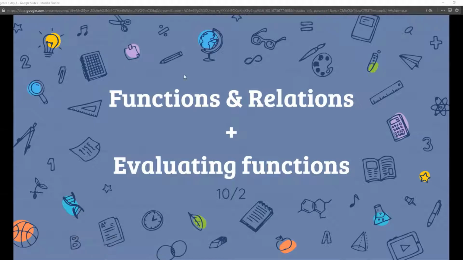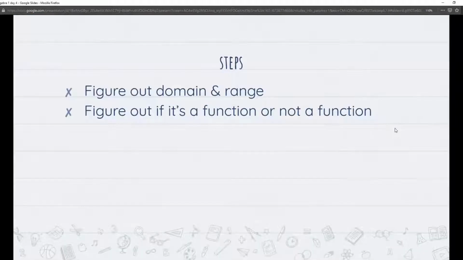Hello, this is day 4 of our 35 days of class. Today we will be learning about how to solve for functions and relations along with evaluating functions. The steps to evaluating functions and relations are that you have to figure out your domain and range and then figure out if it's a function or not a function.